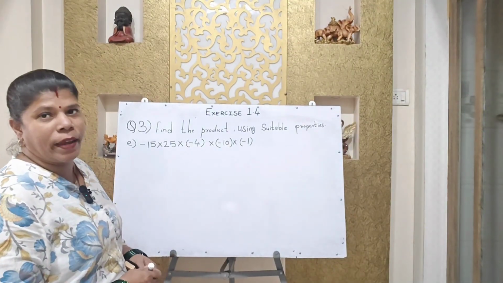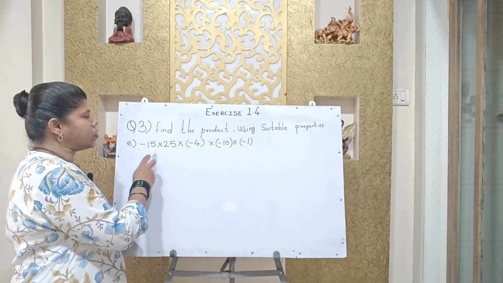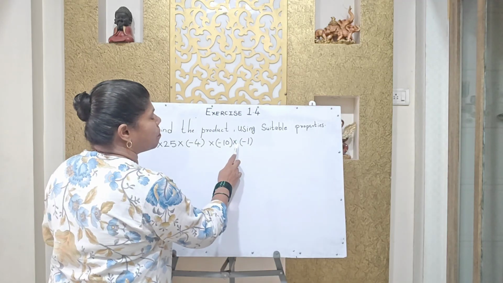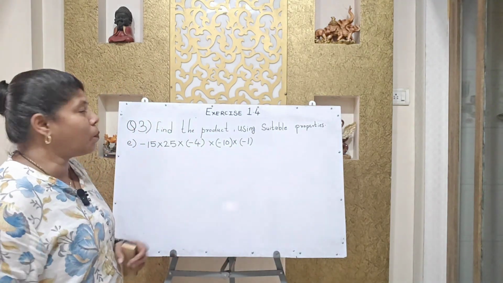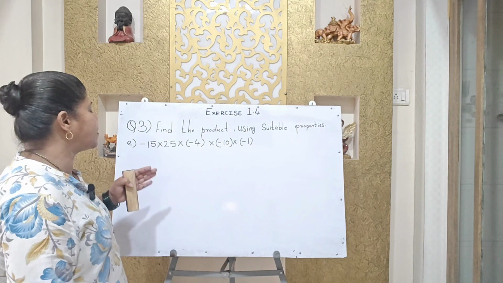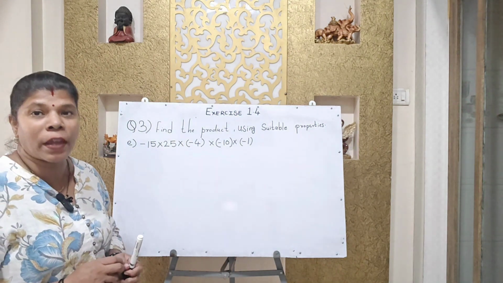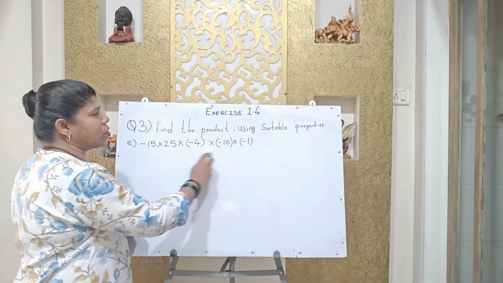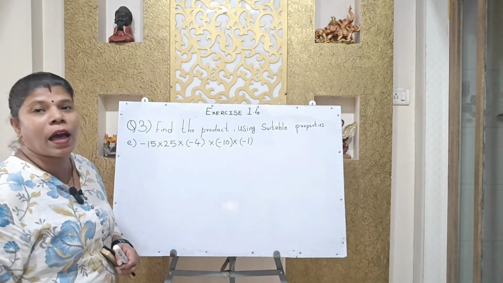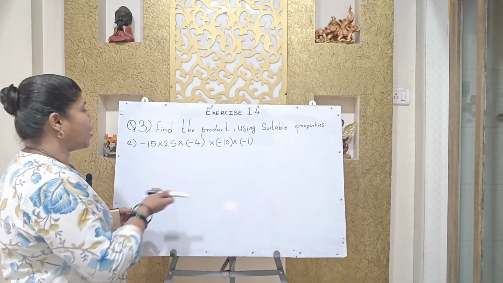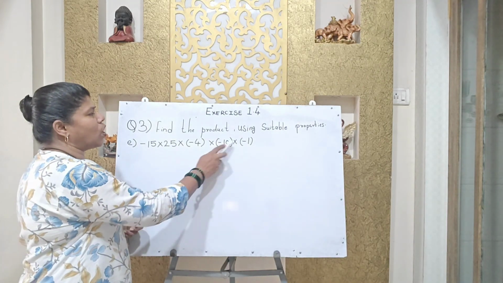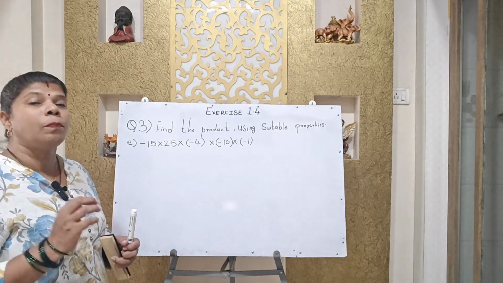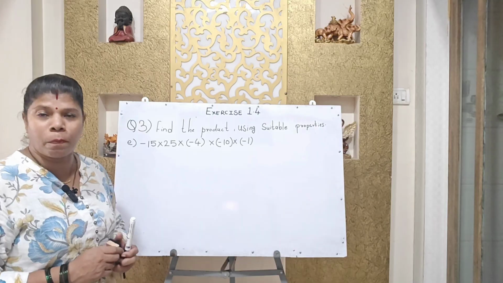Okay. Question number 3E. Minus 15 multiplied by 25 multiplied by minus 4 multiplied by minus 10 and multiplied by minus 1. So many multiplications are there, and at the same time there are many negative signs. So when there is a lot of multiplication in the sum, first we have to count how many negative signs are there. So we count the signs: 1, 2, 3, 4. Four negative signs, 4 is an even number, so our answer will be positive.